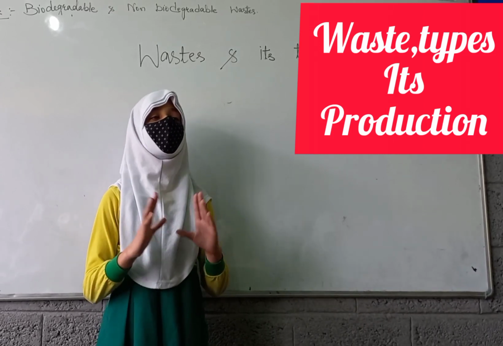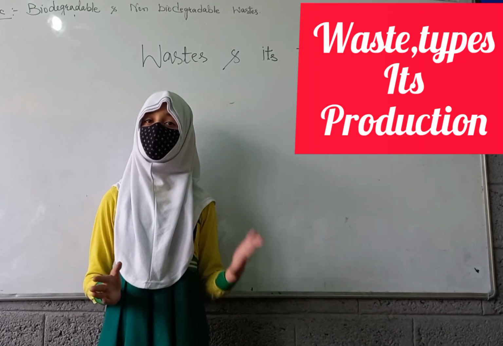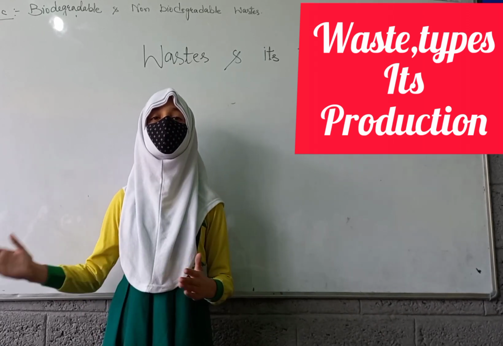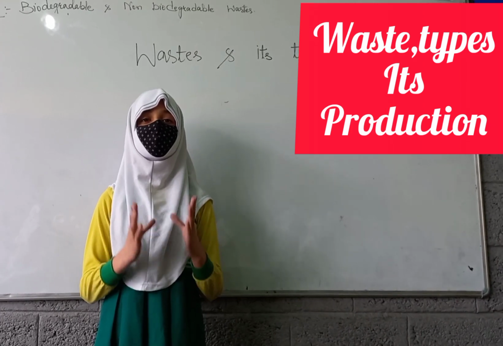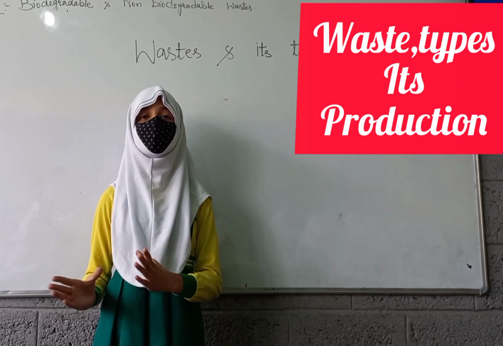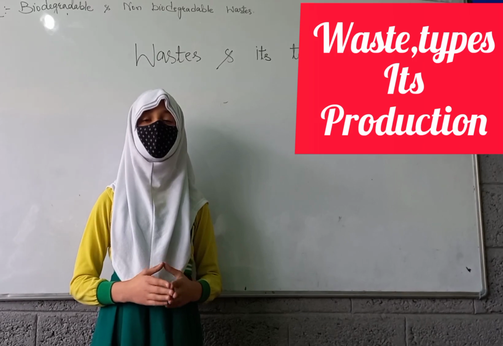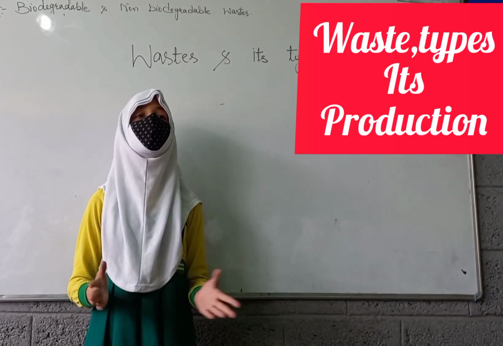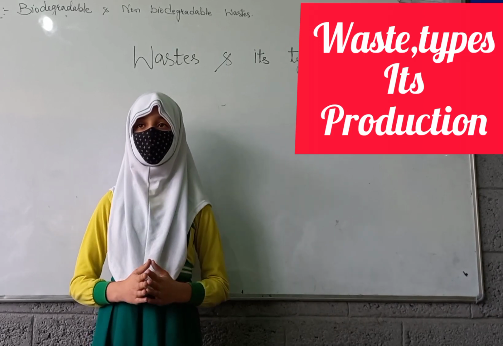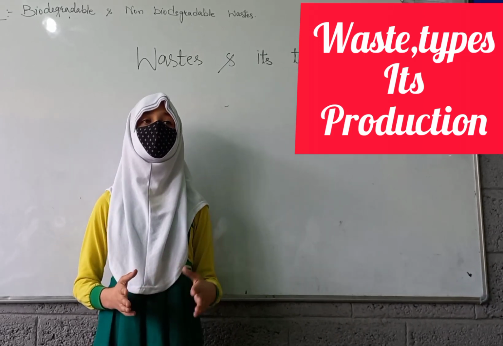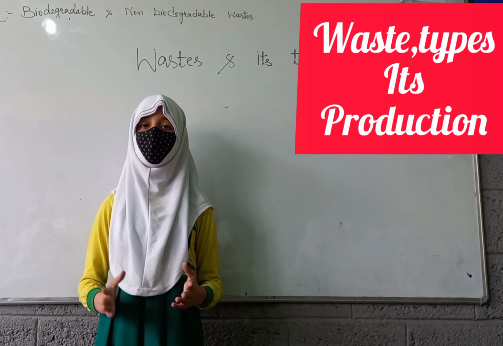Waste contains every unused material, ranging from the food we eat to toxic chemicals. Or we can say it is ranging from the food we eat to any kind of acid or base. Now, let's discuss the producers of waste. The first one is plant waste. Plants produce waste such as dead trees, rotten fruits and flowers.